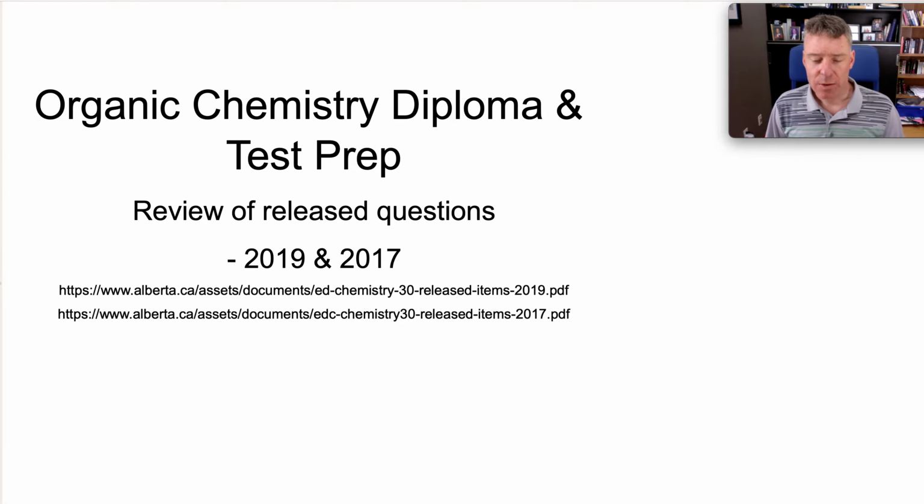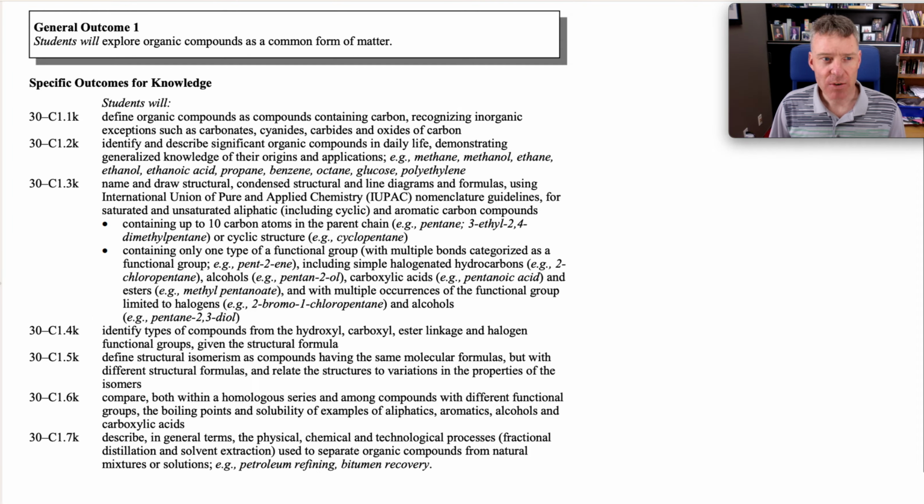This video is part 2 to the first video where I go through all the outcomes in the Chemistry 30 organic unit. In this video, I'm going to go through all the 2019 and 2017 released items from Alberta Ed, going through both the answers and test-taking strategies of how to deal with diploma-style Alberta questions. I'm going to start with the first general outcome.